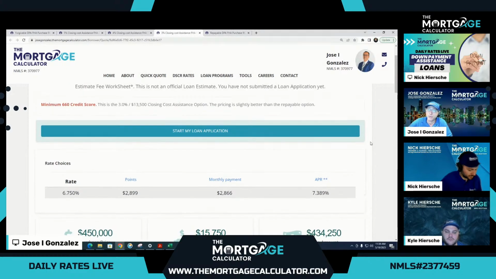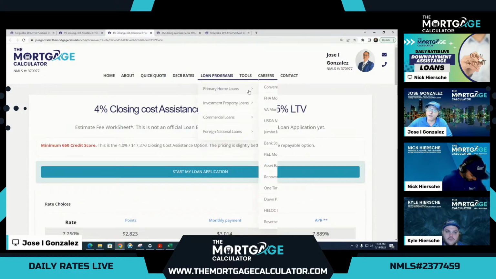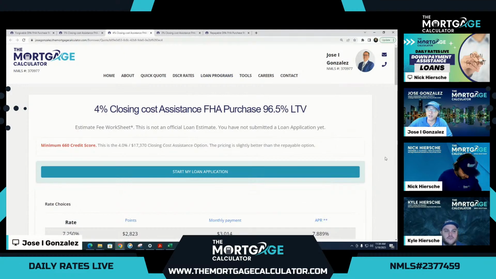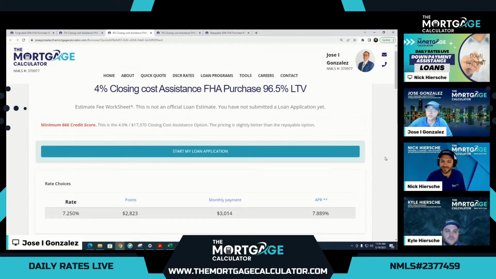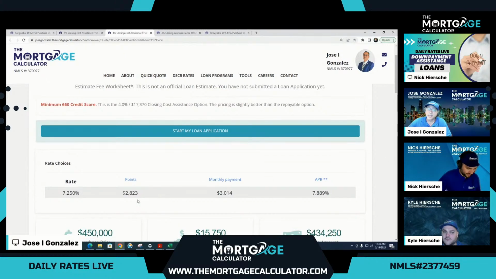This is a 3% closing cost assistance. Now we have a 4% closing cost assistance. So this one, for our example of a $450,000 purchase, you're going to get $17,370 in a second mortgage at 9.99%, which is the interest rate on all of these. You'll see again the rate is 0.5% higher to give you that extra 1% of closing cost assistance.